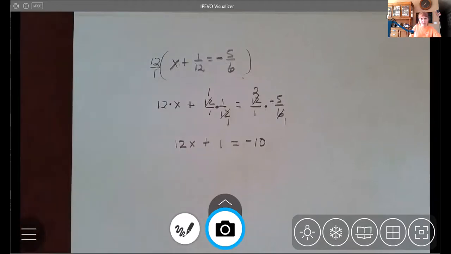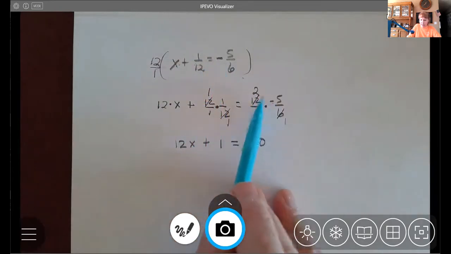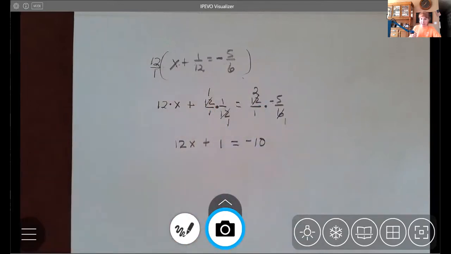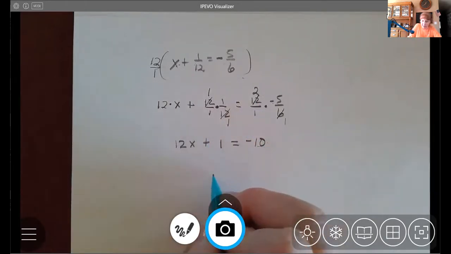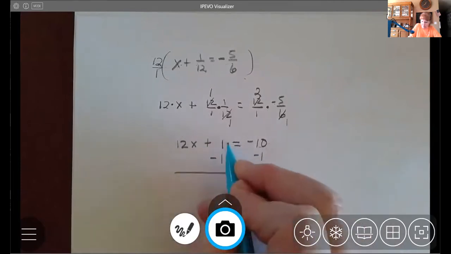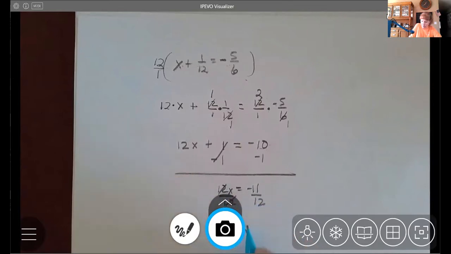Okay. So again, I took 12 times each of these. I reduced before I multiplied here. And then once you multiply your fractions, you'll end up with whole numbers every time. Well, not whole numbers necessarily, sorry. That's not a whole number, that's an integer. You'll end up with integers every time. So now we solve it. You get rid of what's being added first by adding the opposite. Divide by 12. So x equals a negative 11/12.